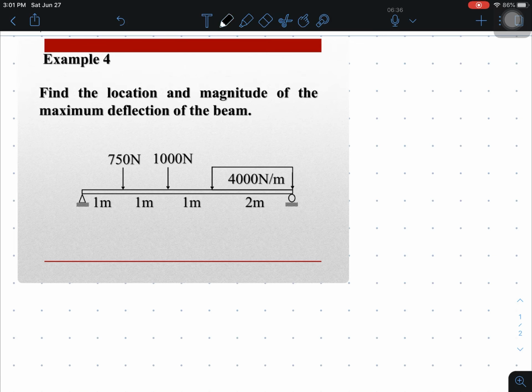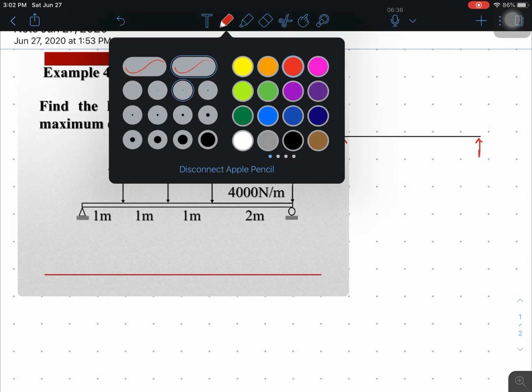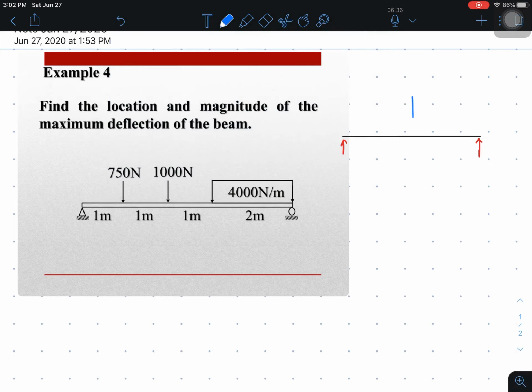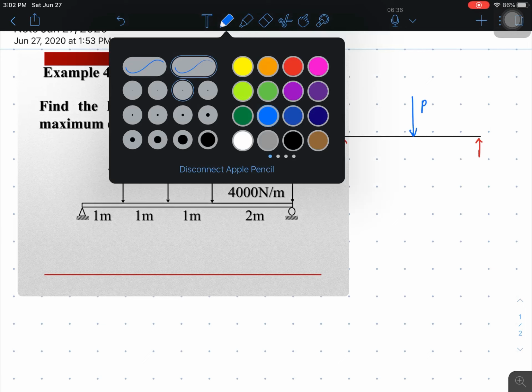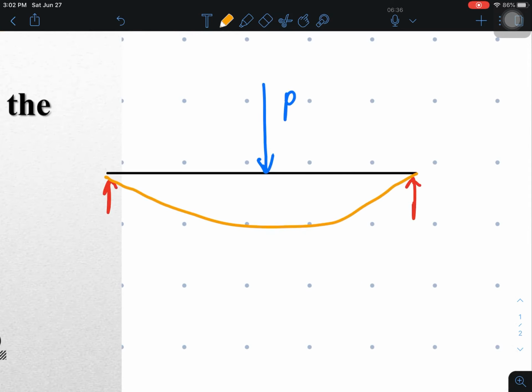So, concept lang. For example, this is the original position of the beam, and then you have here the supports, which is somehow just like that. And after a load is applied to the beam, then the beam will deflect. So in this position, we'd be able to find the graph. Okay. So in this position, makita nato ang pinaka ubos nga portion sa ato ang beam.